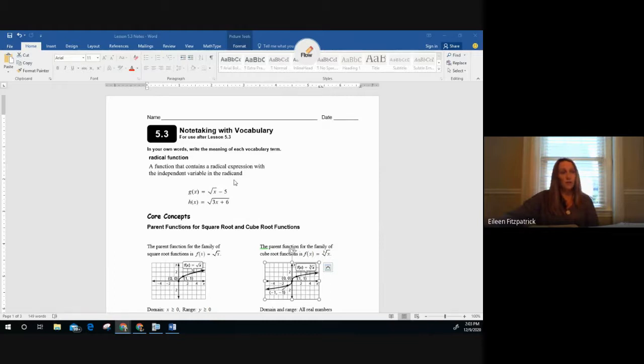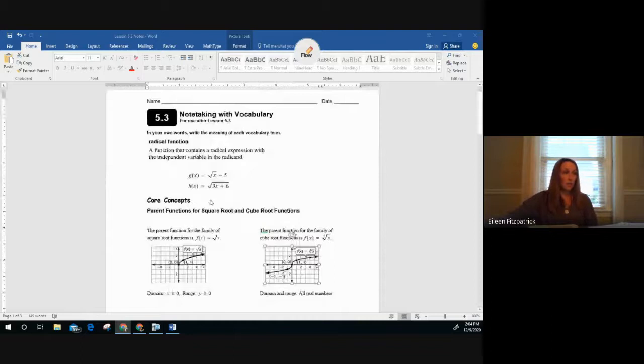Okay, the radicand is what we call the stuff that's under the square root or cube root, fourth root, the radical sign, right? So 3x plus 6 is the radicand. Up here, just x is the radicand. So we're going to be looking for a variable under the radical. Okay, so when you see a radical and a variable under the radical, that's your hint that you're looking at a radical function.